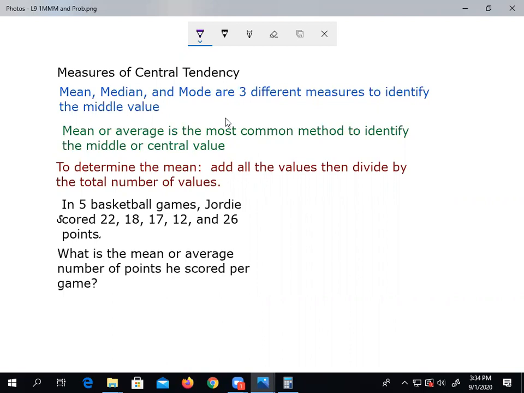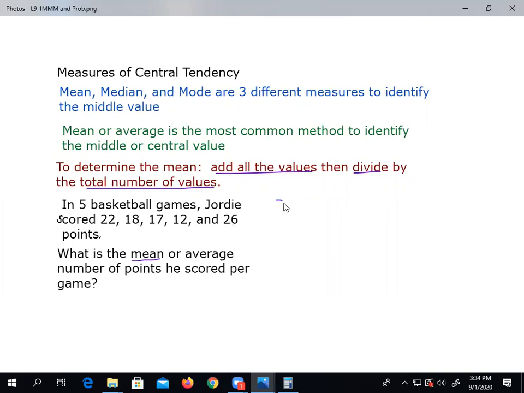When it comes to determining the mean, essentially all we do is add all the values, and then we divide by the total number of values. So for an example, in basketball games, Jordy scored 22, 18, 17, 12, and 26 points. What is the mean or average number of points he scored per game? So again, we see that the question is, what's the mean? And again, to find the mean, all you have to do is add all these numbers together and divide by however many numbers are present.